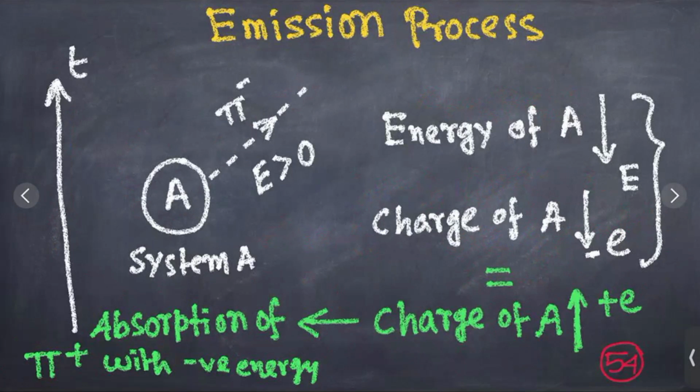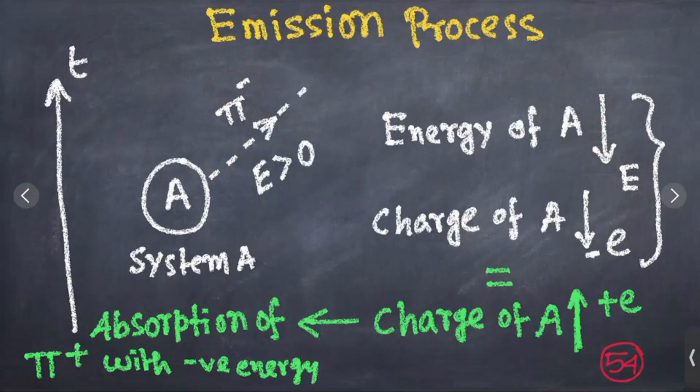So let's try to understand: when this system or this potential emits one pi minus, then the energy of this system will change because it emits one particle. This particle takes some positive energy, so the energy of the system will be decreased by that amount, E, and the charge also, because this pi minus takes some negative charge, since it is a negative particle.